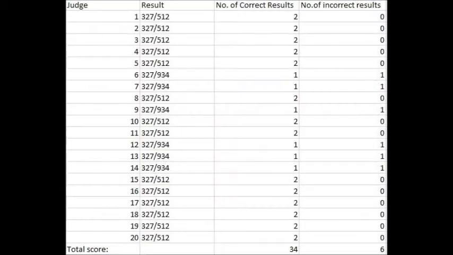In this taste comparison test, 20 judges participated. Each judge will have 2 results. The number of correct results is documented and the number of incorrect results is documented. As can be seen from the results table on the screen, the number of correct results was 34 and the number of incorrect results was 6.